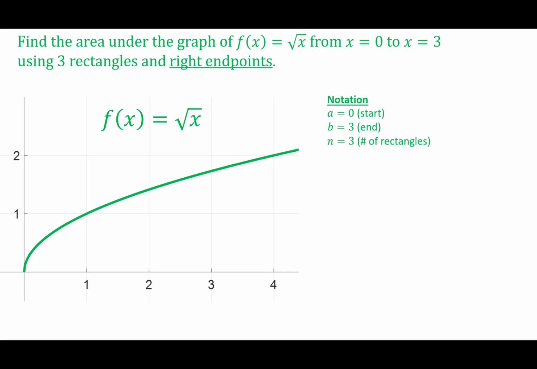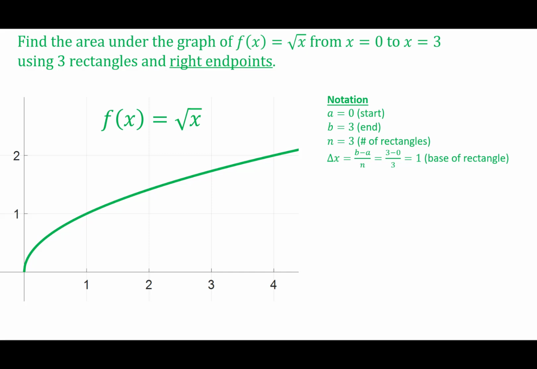And let n be the number of rectangles. So in this case, we're trying to use three rectangles to approximate the area under the curve. And the length of the base of these rectangles we'll call delta x. The way to calculate that base is to do b minus a over n, right? 3 minus 0 over 3. That'd be a base of 1.